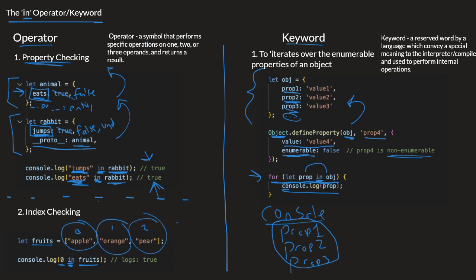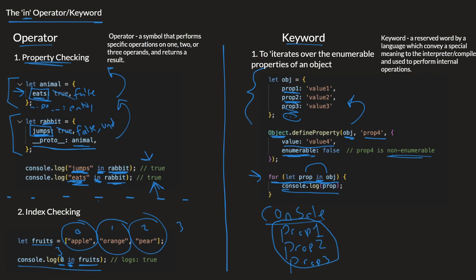However, if we said is 3 in fruits, that would return false, and then we would console.log that false, and so this whole line would log false.